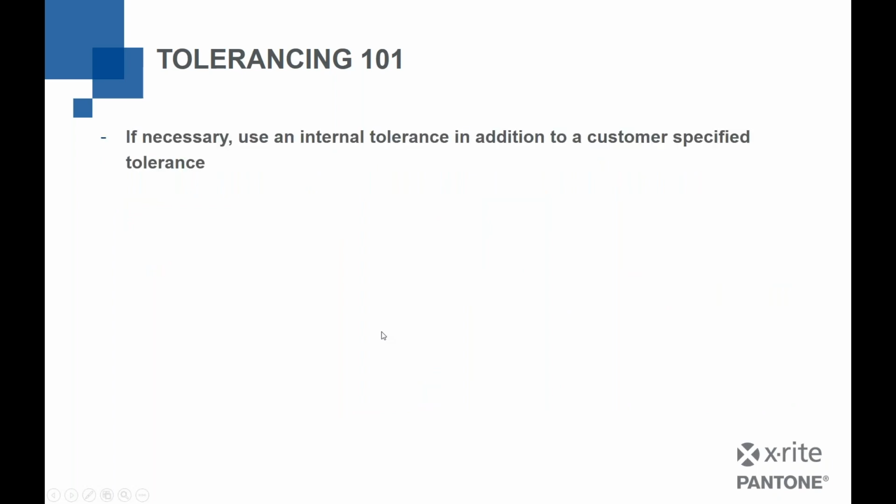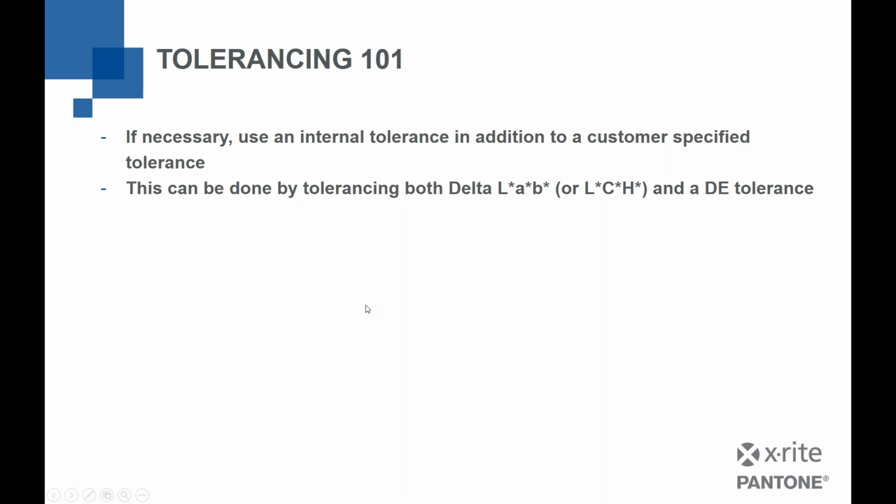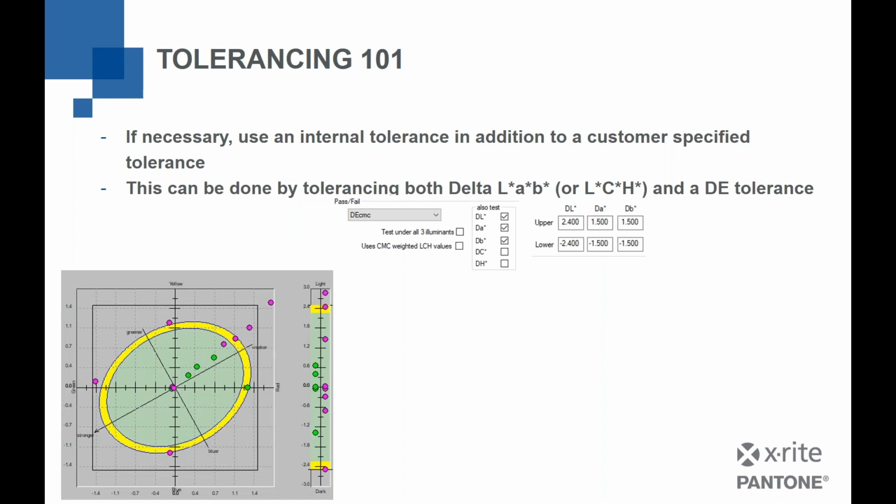Okay, and then the last thing we're going to talk about is, if necessary, use an internal tolerance in addition to a customer one. As an example, you can do things by tolerancing both an elliptical delta E tolerance and something like delta LAB. The reason you might do that is your customer might tell you, here's my tolerance, it's 1.0. But as I mentioned earlier, we all know a customer will tell you what the tolerance is, but they're ultimately still going to reject things if they don't look right.